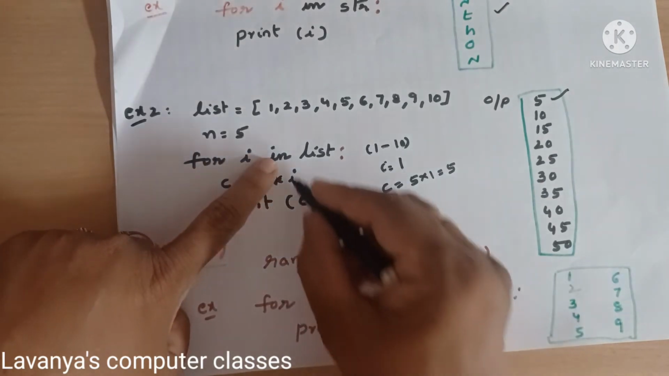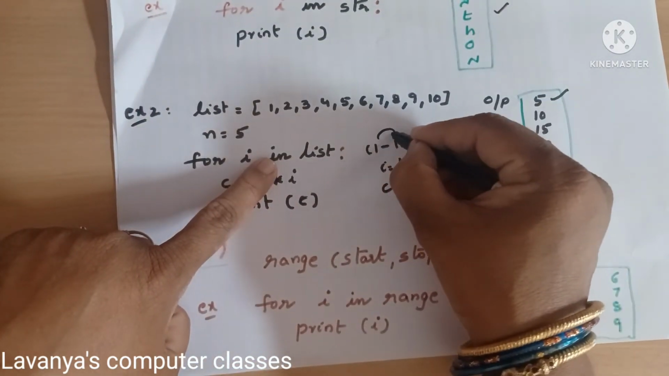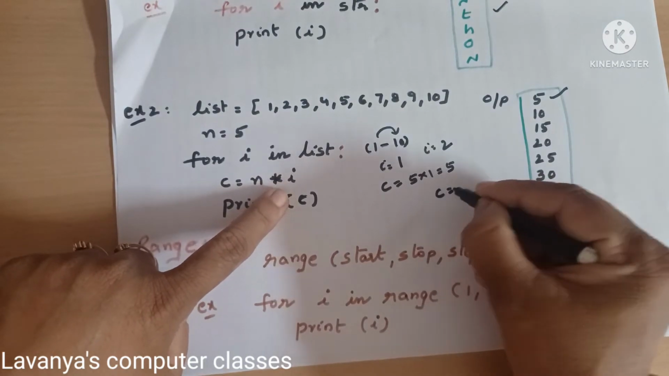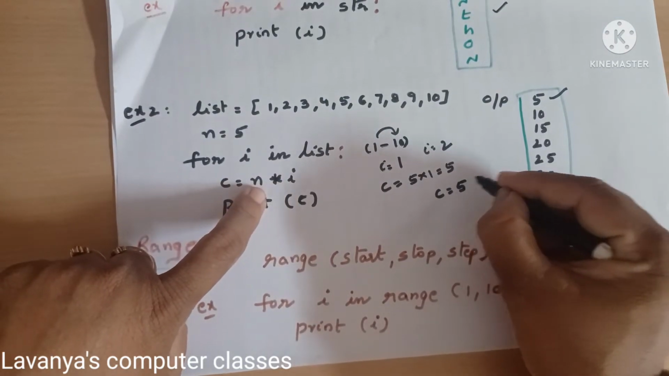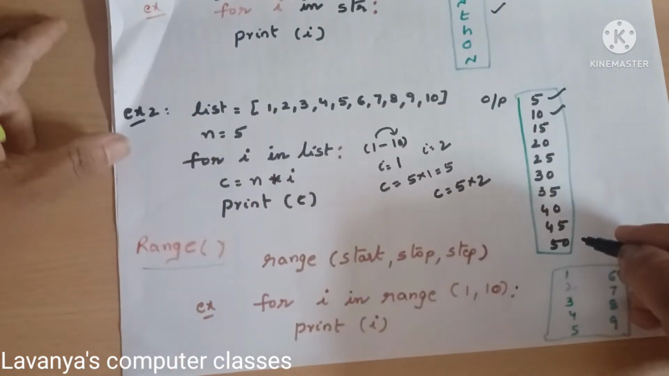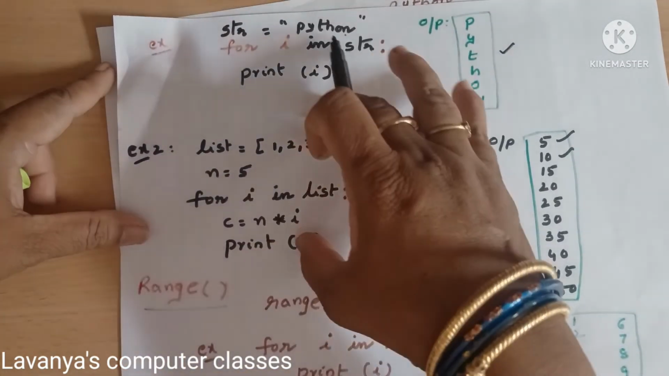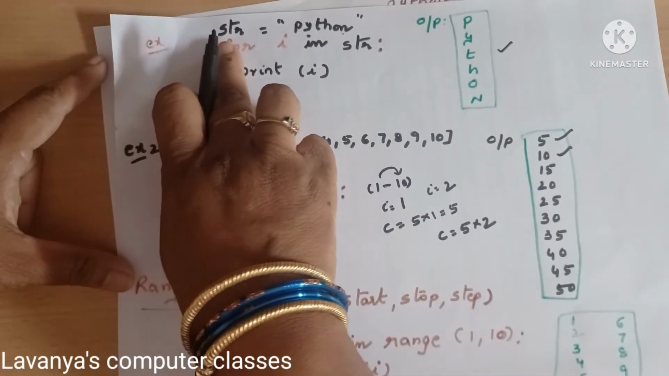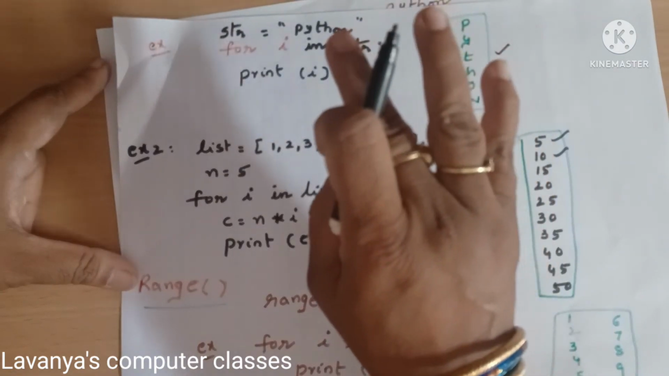Once 5 is printed, the I value takes the second one. 1 to 10, so the I value is now 2. Again coming to here, the C value, n has no change to 5, so what is the I value? 2. Like this, it printed 5, 10, 50. So this is the simple for loop. The I value, whatever variable you enter, takes the values from this list only.